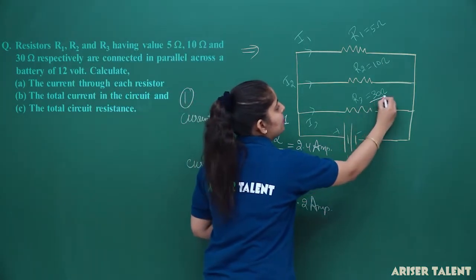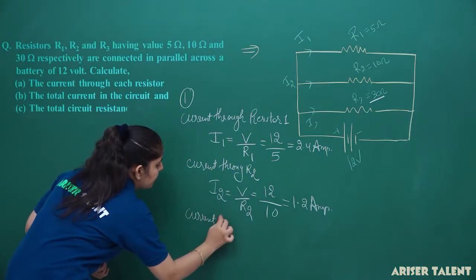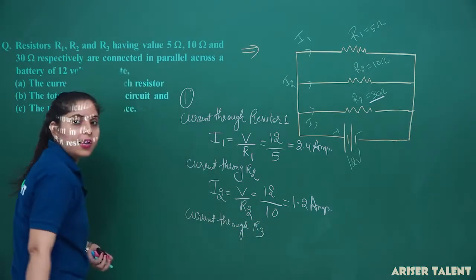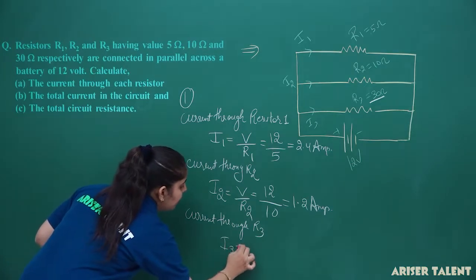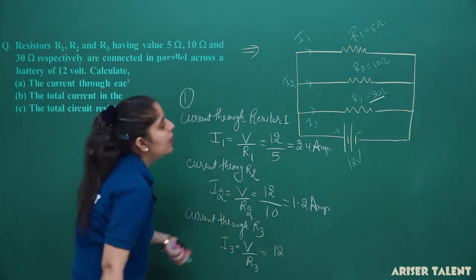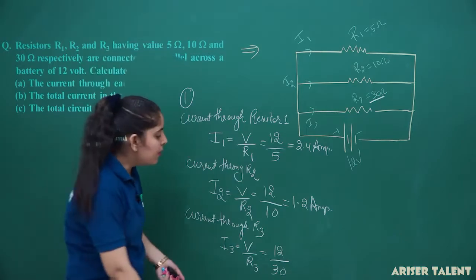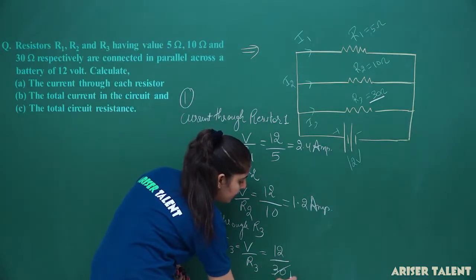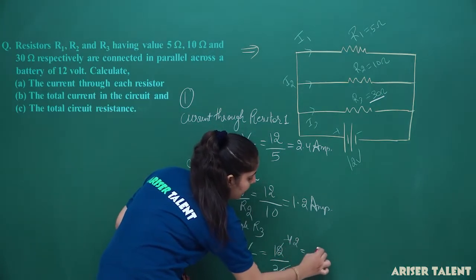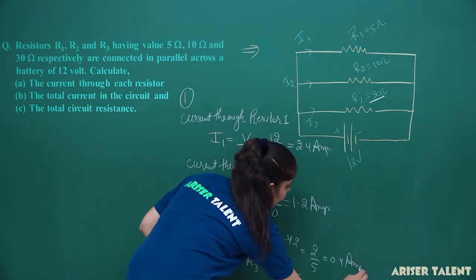Now, for the resistor 3, we will write current through R3 and it will be I3 equal to V upon R3. Again V is 12 volt and R3 is 30. Now solving this numerical, we will get 10 here, 4 here, 5 here and 2 here, and 2 upon 5 will give you 0.4 amperes.